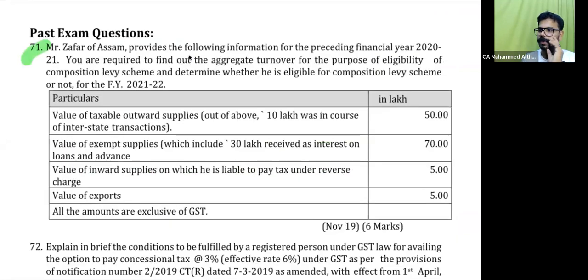Then you have to work it out. So first of all, you have to compute the aggregate turnover. In case of Assam, the limit is 1.5 crore. So you have to check whether it is exceeding the 1.5 crore. So tell me everyone, what is the aggregate turnover here?